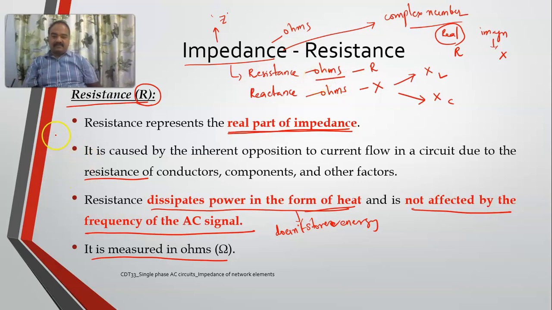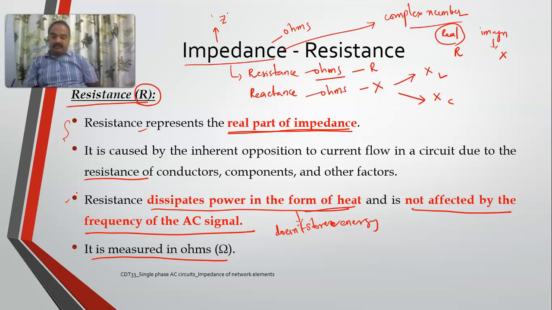So, a quick glance: resistance represents the real part of impedance. It is caused by the opposition to the flow of current offered by different network elements, and it doesn't store energy. It dissipates power in the form of heat, and it is not affected by the frequency of the signal.